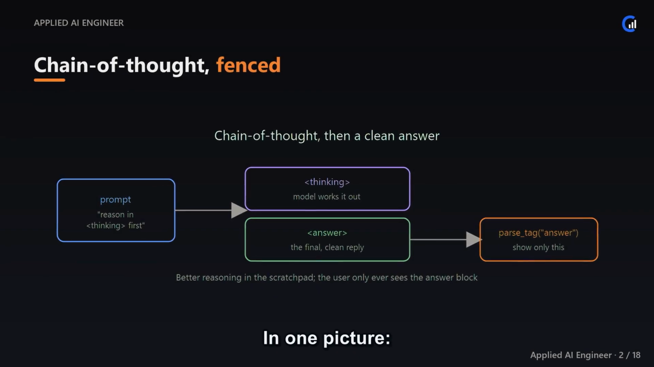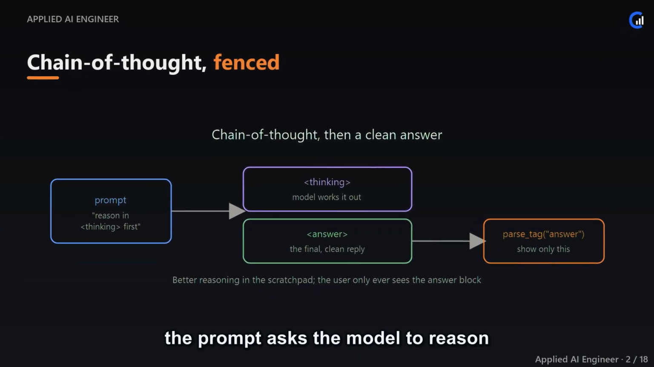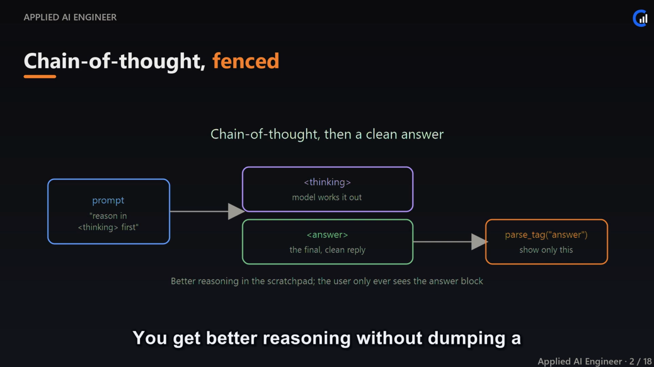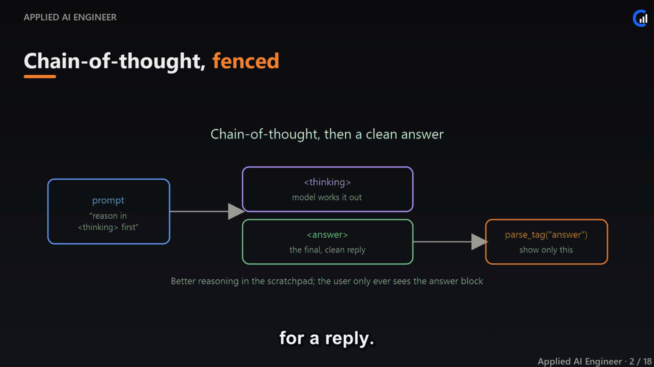In one picture, the prompt asks the model to reason in a thinking block first, then answer in an answer block. The thinking improves correctness, the answer is what ships. On our side, a parser pulls out just the answer tag, and that's all the user ever sees. You get better reasoning without dumping a wall of deliberation onto the person waiting for a reply.